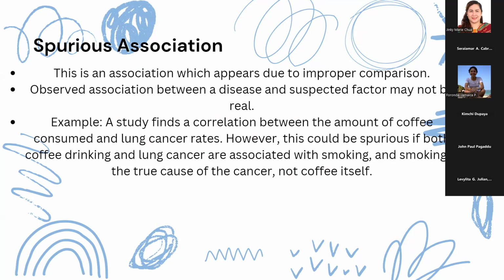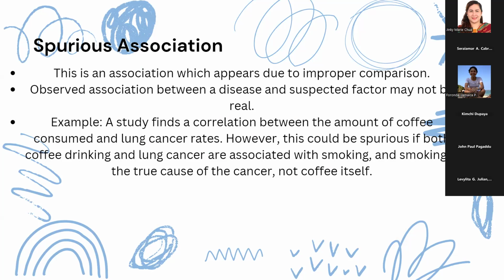So yung spurious association natin ay kapag may nakita tayong correlation or ugnayan sa pagitan ng ating dalawang variable, pero hindi ito totoo or wala silang causation. So maaari dahil lang ito sa ibang factor na nakakaapekto sa pareho nating variable.